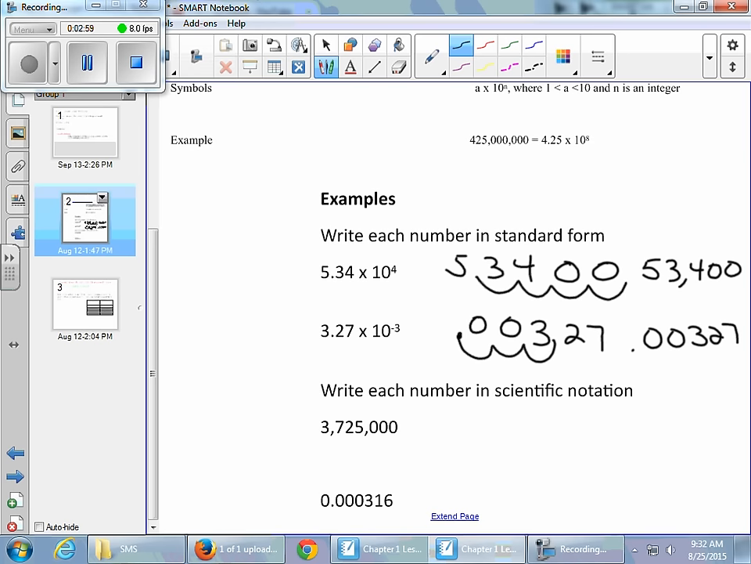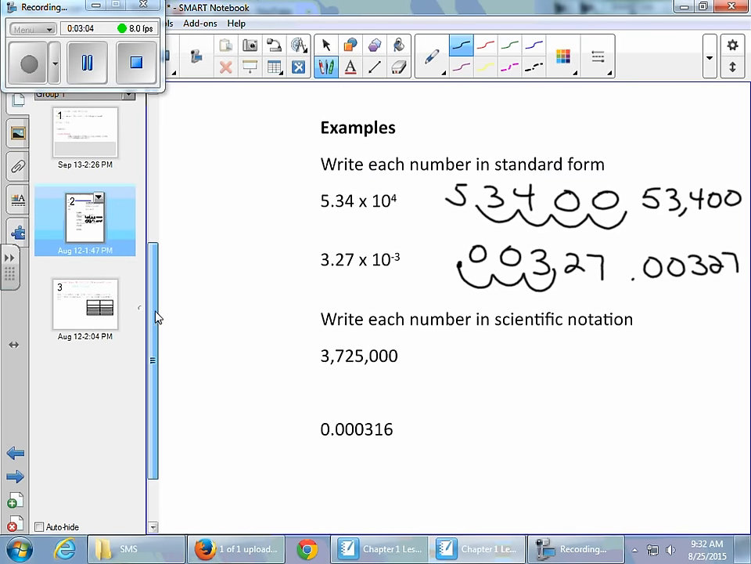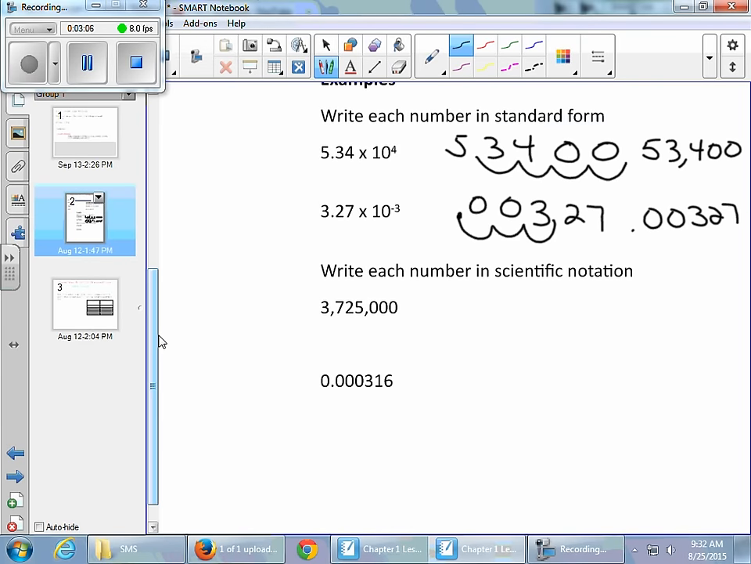If you have any questions, please review the video and write down any questions that you have. Now we're going to take our standard form and turn it into scientific notation. At the end of every number there's always a decimal point, but we just don't normally write it. So we're going to take our pencil there and move it until there's only one number to the left of our decimal.